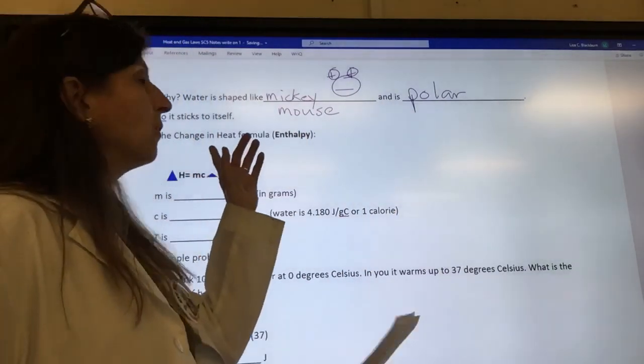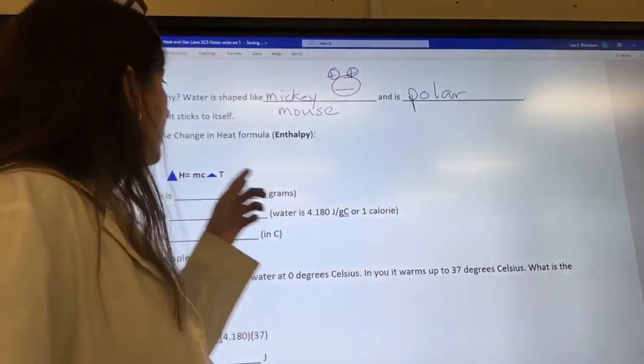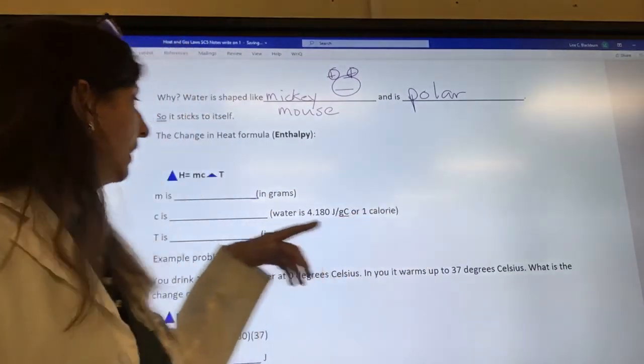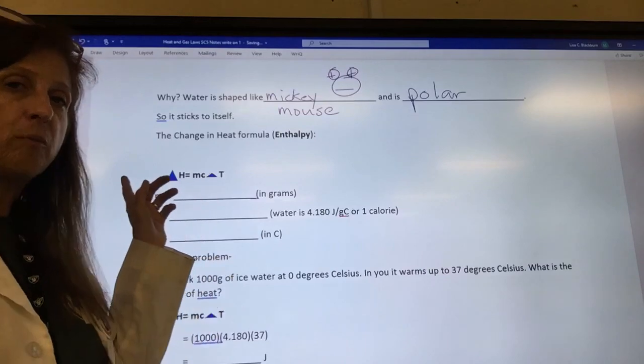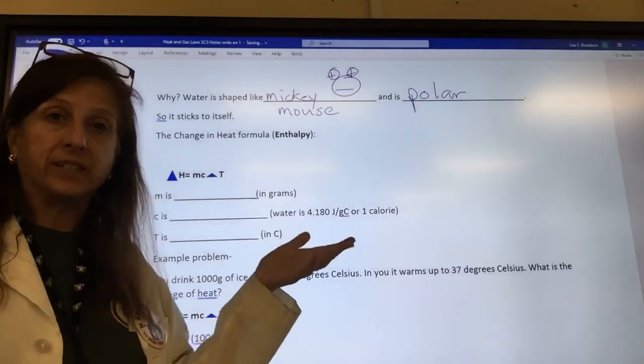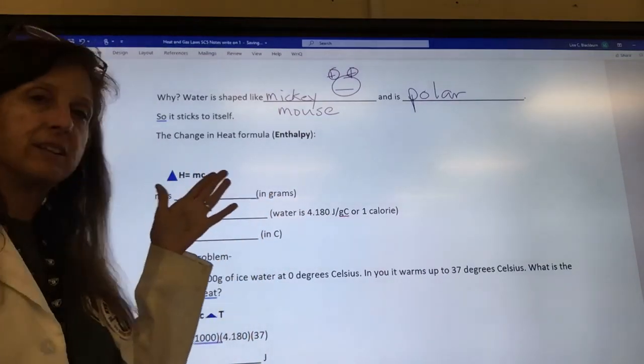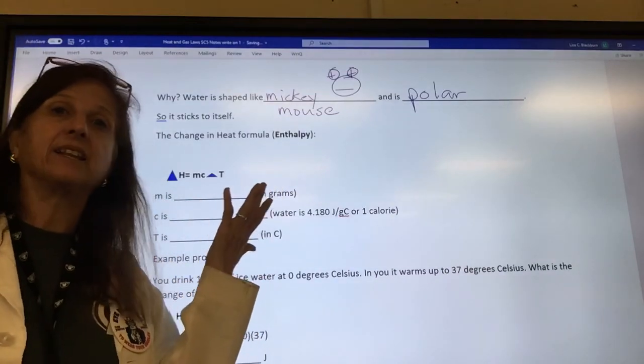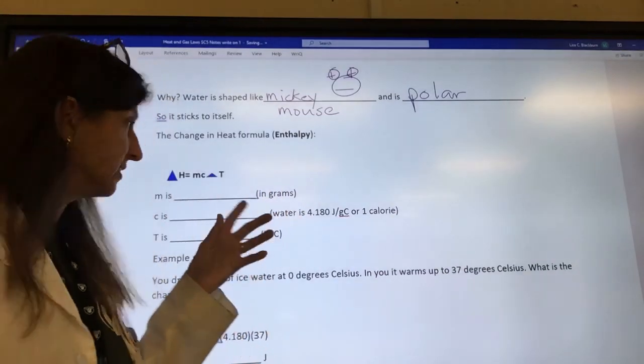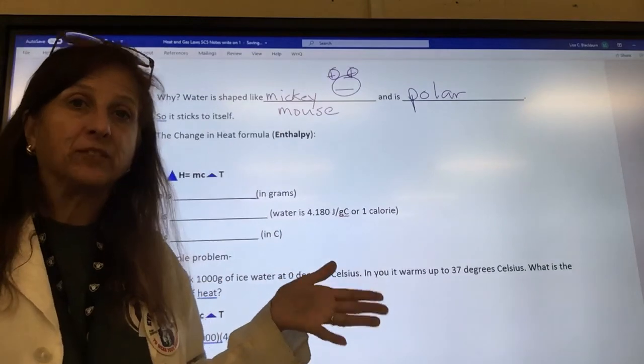All right, so remember I told you this is about heat. So there is a change in heat formula. It's change in heat, and I'm going to write that delta H. Sometimes there's a different symbol for it, but different textbooks have different ones. I like the delta H because you can remember H for heat. So I'm going to use that, but later in college you might have a different symbol.